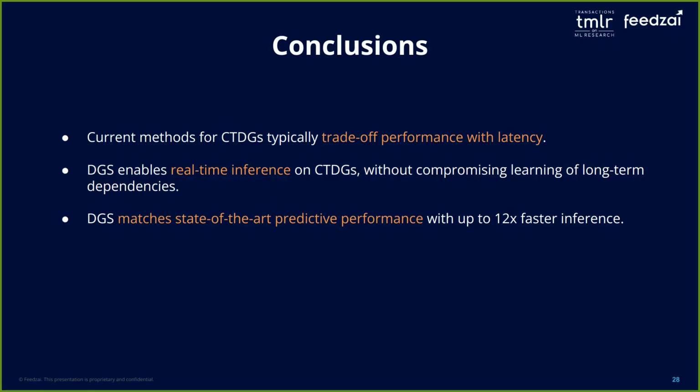To conclude, in this paper, we identified the limitations in current methods for continuous time dynamic graphs, which typically have to make trade-offs between performance and latency. Importantly, we introduced the Deep Graph Sprints method that enables real-time inference on continuous time dynamic graphs without compromising the learning of long-term dependencies. We also benchmarked Deep Graph Sprints against other state-of-the-art methods and showed that it achieves a similar predictive performance while being up to 12 times faster.